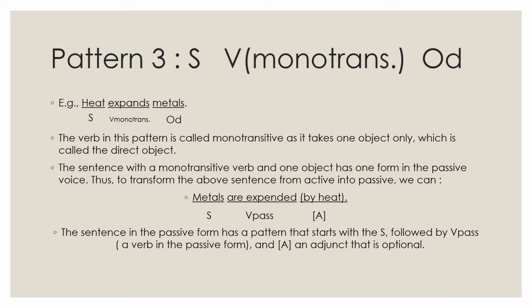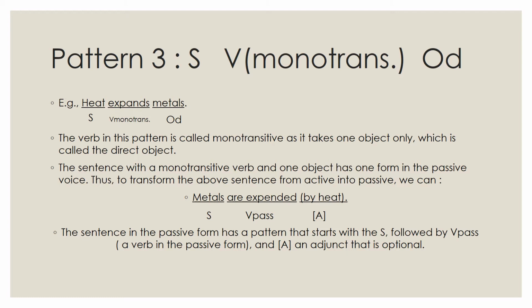The type of the verb we can find in this sentence that belongs to pattern 3 is called a monotransitive verb. So what do we mean by a monotransitive verb? It is the verb that takes only one object, and this object is called the direct object. It is clear from the prefix mono, which means one in Latin.